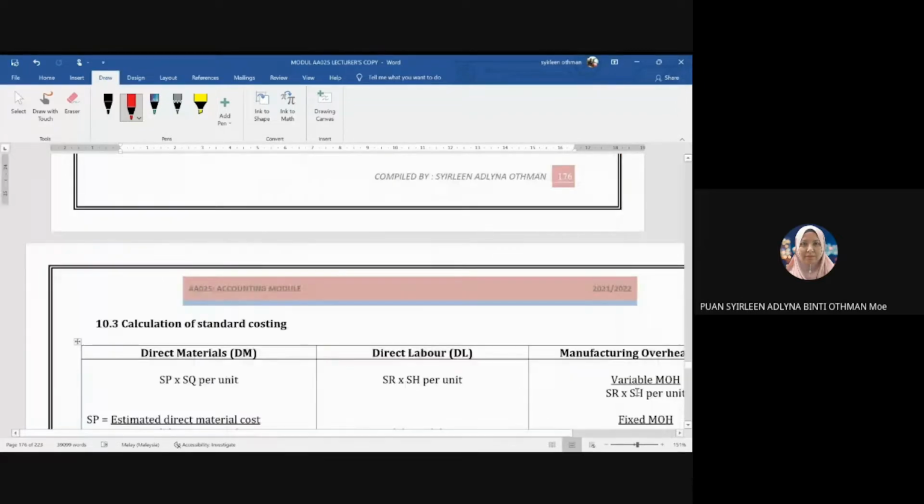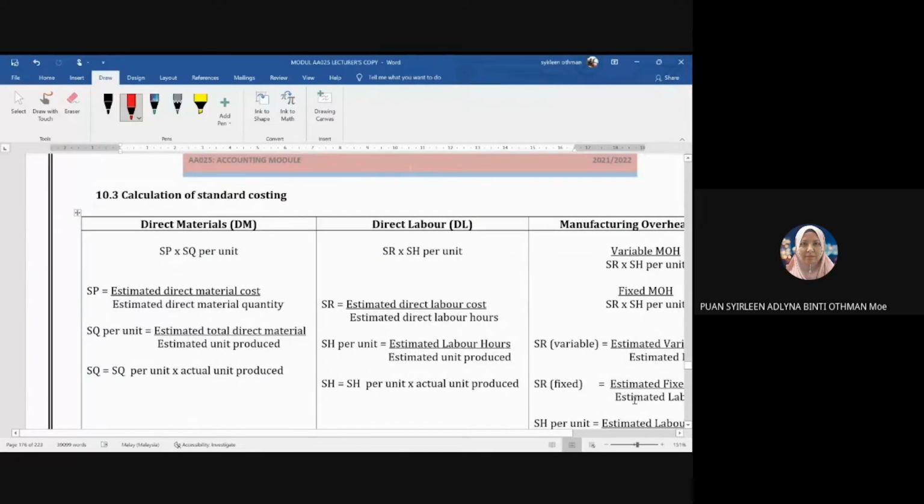Alright, okay. So ini calculation untuk standard costing lah. Okay, standard costing ni kalau awak tengok untuk direct material, kita nak kira tu kita guna standard price darab standard quantity. Okay, SP means standard price. Quantity, SQ ialah standard quantity. Okay, so how do you get SP and how do you get SQ? Kalau awak tengok dia punya formula tu, okay, we are using estimated values, alright?